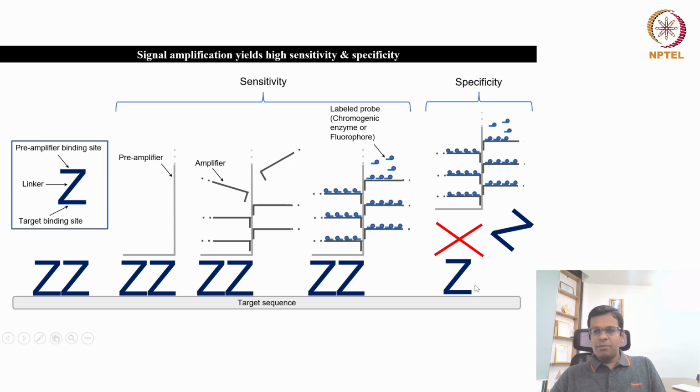By using the double Z probe, both these probes have 50 base pair homology, and this amplifier and pre-amplifier can only bind if 2 Z probes have bound to the target site. If, let's say, because of some non-specific complementarity, only one probe bound here, then this pre-amplifier will not attach to this Z probe. So by using double Z, they increased the specificity of this assay. This amplifier and pre-amplifier will only bind to the double Z structure, not to the single Z structure. So this is how this method provides better sensitivity and better specificity compared to the regular smFISH technology.